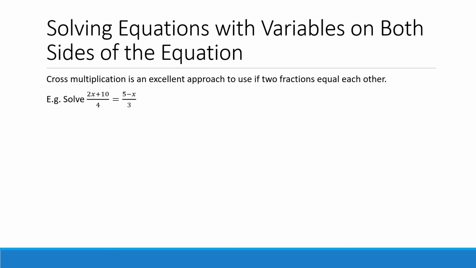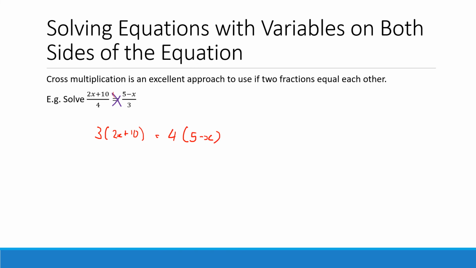All right, this final one. If we have an equation where we have one fraction equaling another fraction, this is where something that we call cross multiplication can be an excellent approach to use here. What we're basically going to do is draw a cross over our equal sign, and we're going to multiply along those lines there. So we've got 2x plus 10 times 3, so 3 times (2x plus 10) equals 4 times (5 minus x).